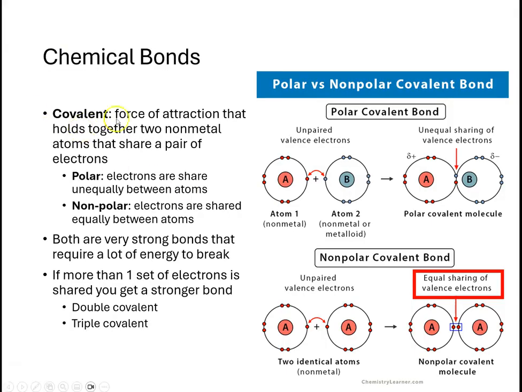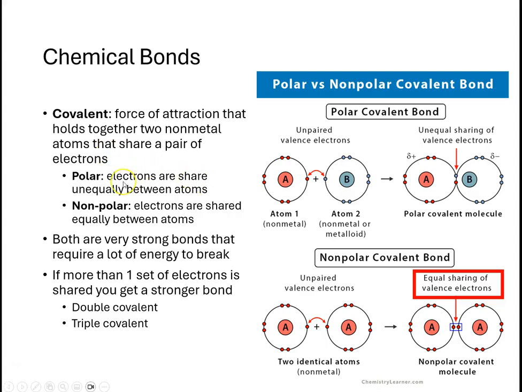So, covalent bond, this is an attraction force holding together 2 non-metal atoms, sharing that pair of electrons. In a polar covalent bond, electrons are shared unequally. So other polar things, think about magnets. If you put the wrong sides of 2 magnets toward each other, they'll repel each other, so there's kind of an unequal attraction on each side.